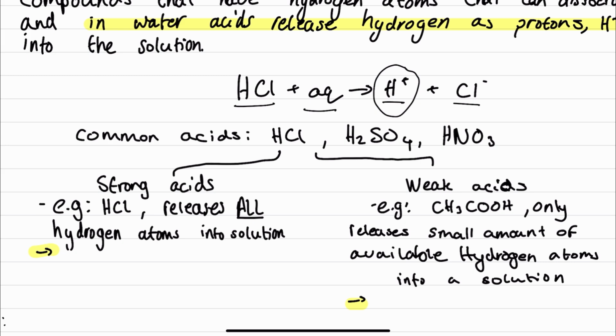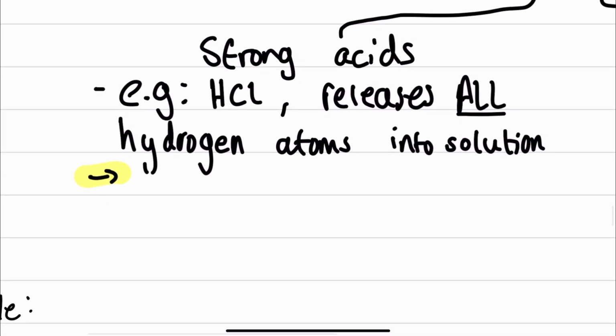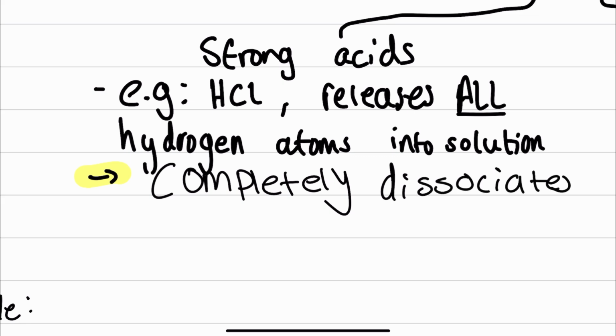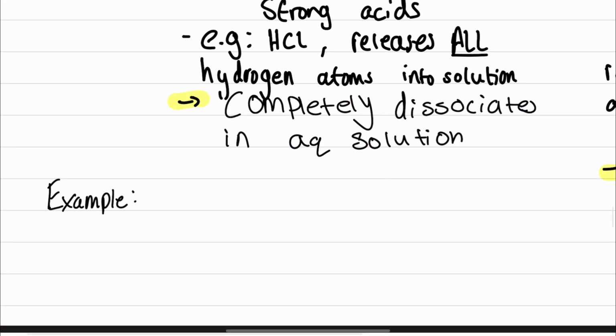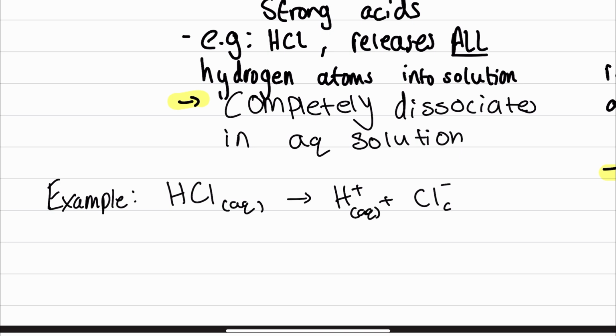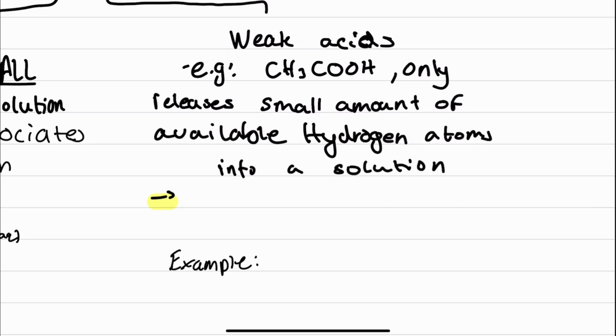Strong acids, examples being HCl, release all of their hydrogen atoms into solution. So therefore, if you were ever asked in a question to define a strong acid, the definition would be any compound that completely dissociates in aqueous solution. With an example being, as shown above, HCl aqueous goes to H plus Cl minus, both still being aqueous. Then there are also weak acids.